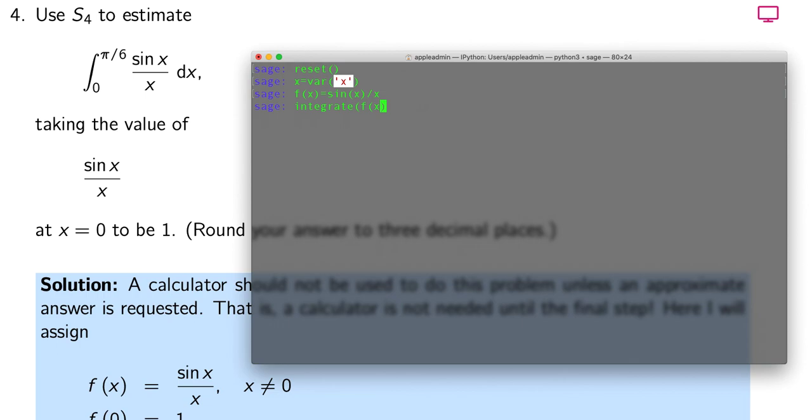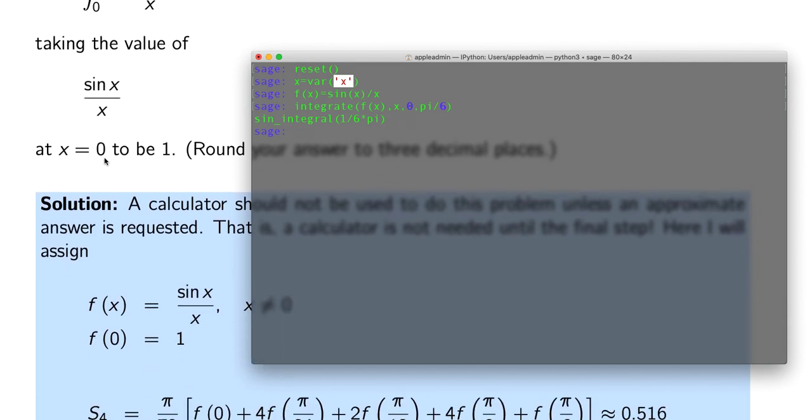Integrate F of x. This is not Simpson's rule, by the way. X, 0 to pi over 6. I'm using exact numbers for a reason. And you know what? It spits back something that's kind of unusual to me. It's sine integral 1/6 pi. And by the way, it's a famous integral. I wouldn't worry about that because we're really not interested in the famous integral. We're interested in doing Simpson's method.